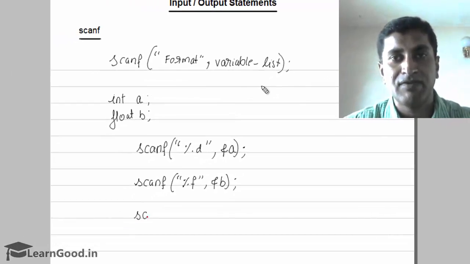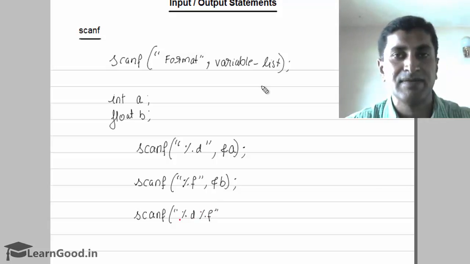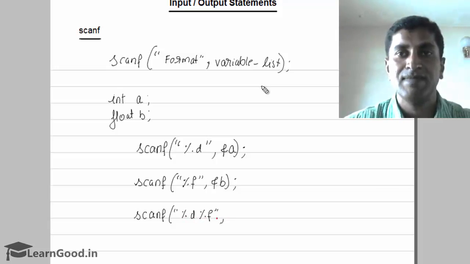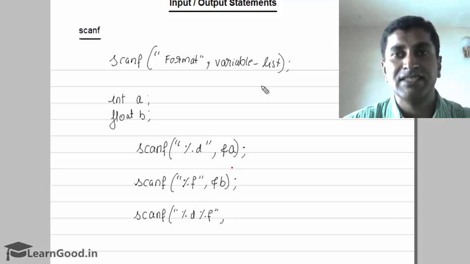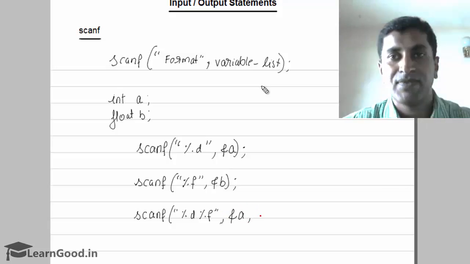Now if you want to read both A and B values with a single scanf, that's also possible. You can do that by giving scanf, %d %f, no blank space in between. Okay, so continuous %d %f, comma. So d is an integer, then the integer variable has to be given. So I'll give an ampersand of A and then %f, that is a float value you have to read.